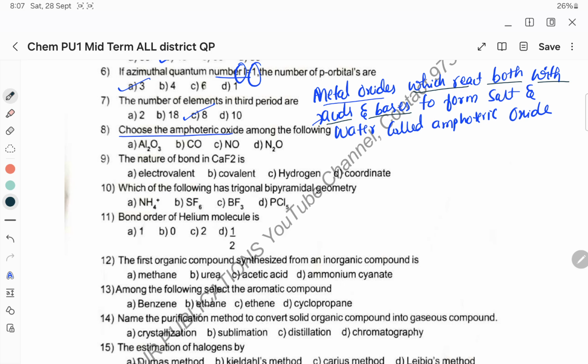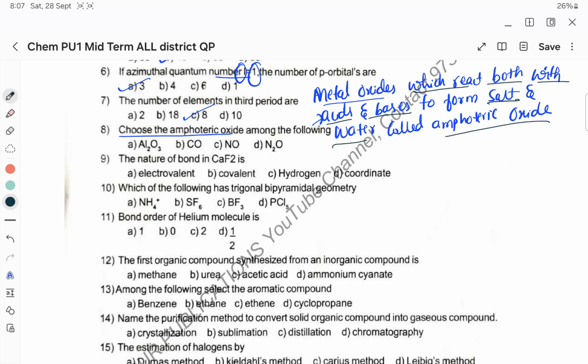These are the metal oxides which react with both acids and bases to form salt and water, and that is called an amphoteric oxide. Are you got this one, right? See, these are the amphoteric oxides, or the metal oxides, which will react with the acids and also with the bases to form salt and water, called an amphoteric oxide. I think this one is clear.